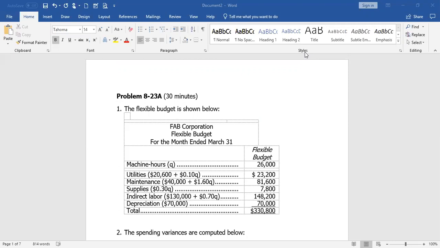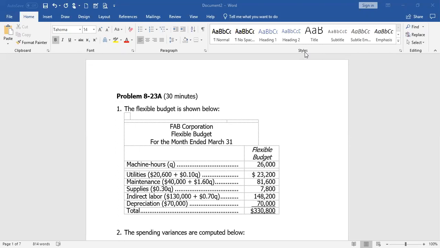In the maintenance, the budget is 40,000 plus $1.60 times the actual quantity here of 26,000, giving us $81,600. Supplies are 30 cents per machine hour of 26,000, or $7,800. Indirect labor is $130,000 plus 70 cents per actual machine hour. Remember, this is creating our flexible budget.